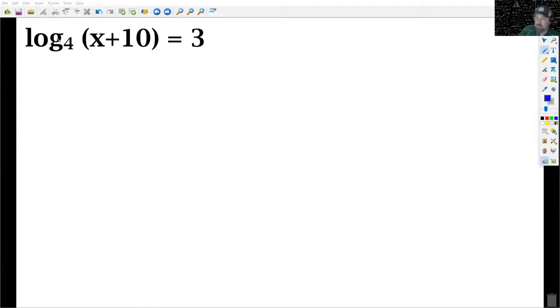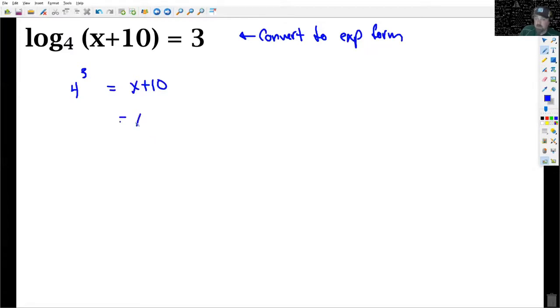All right, here, it's only log on one side. This is different than the last one we did. Since this one only has log on one side, anytime you see that happen, convert this thing to exponential form. So that means this is 4 to the power of 3 equals x plus 10. And all of a sudden it becomes super easy to get x by itself.